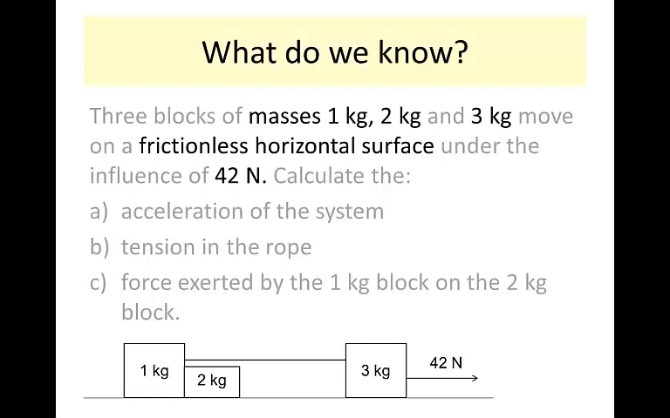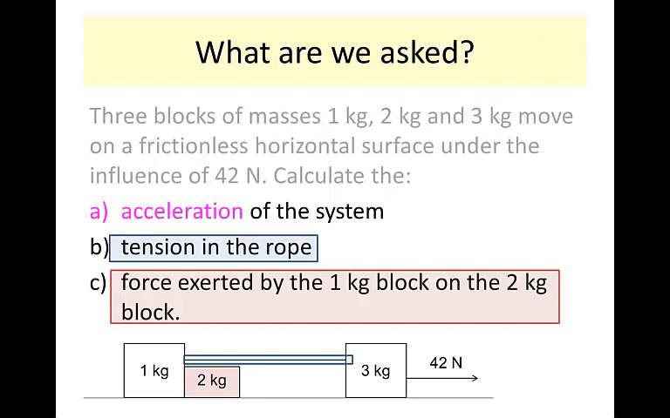The masses of the blocks are 1 kilogram, 2 kilograms, and 3 kilograms, and they are on a horizontal surface that has no friction. And there's a force of 42 newtons that pulls the system to the right. And we are asked to find the acceleration of the system, the tension in the rope, and the force which the 1 kilogram block exerts on the 2 kilogram block.